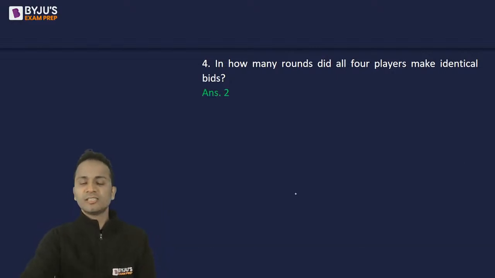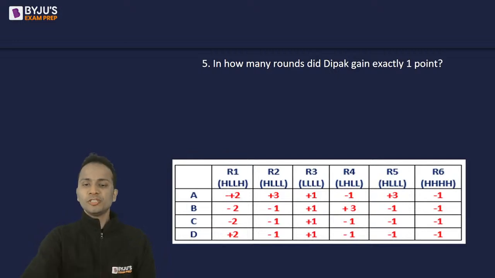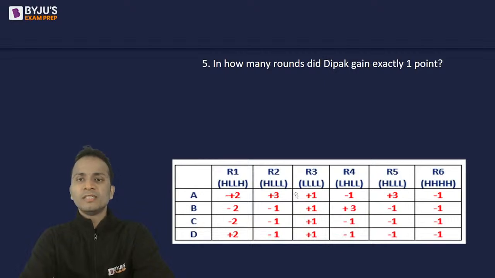So the correct answer is 2. Next question, question number 5. In how many rounds did Deepak gain exactly 1 point?